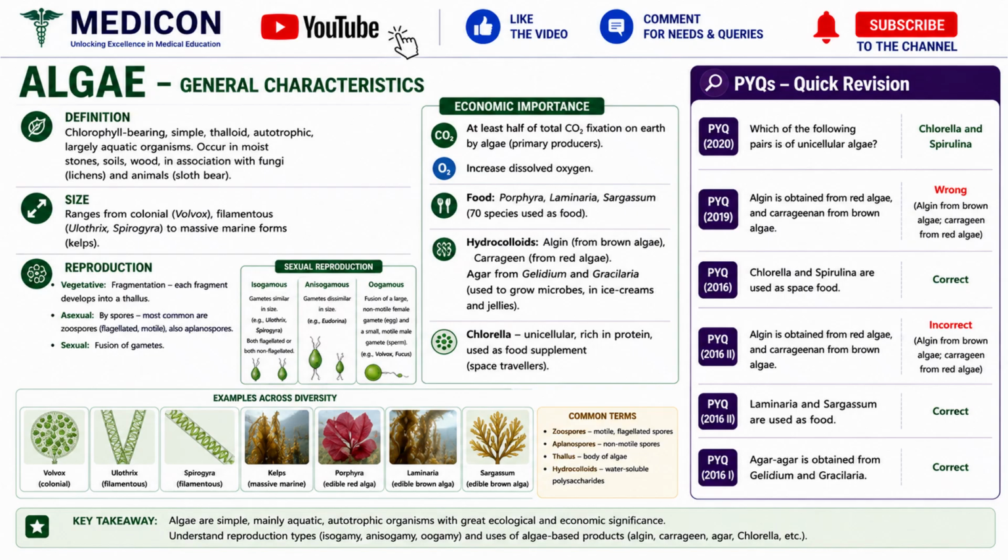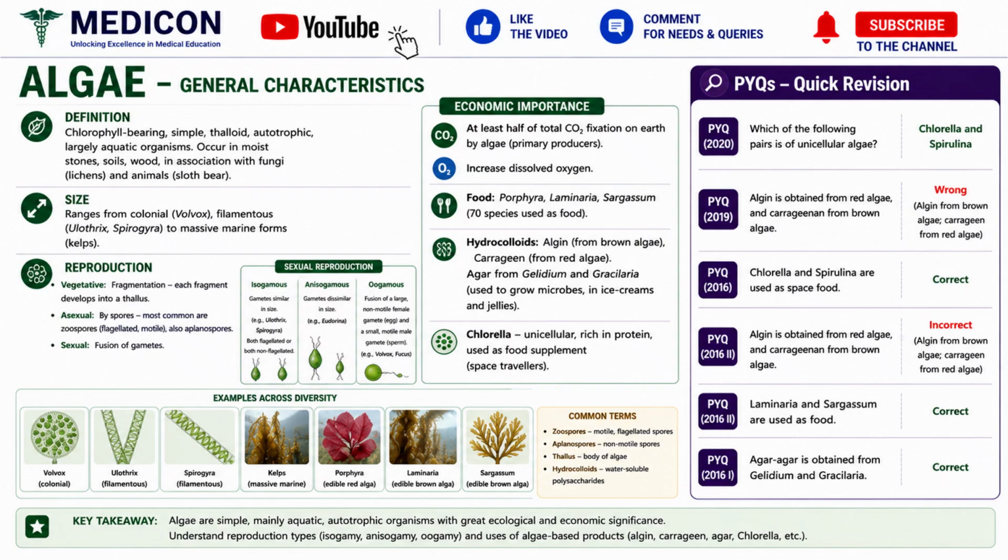The gametes similar in size meet in isogamous reproduction, seen in Ulothrix and Spirogyra. Anisogamous is where gametes are dissimilar in size, example Eudorina. And oogamous is the fusion of a large non-motile female gamete, the egg, and a small motile male gamete, the sperm, example Volvox and Fucus.